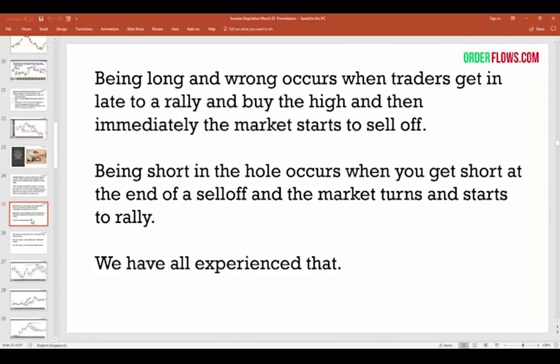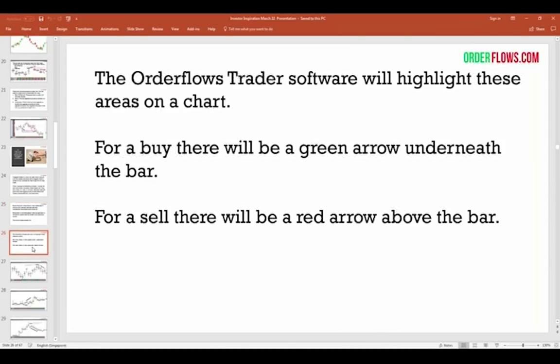We've all experienced that. At least I admit it. And I know a lot of people experience that. But those are two terms to keep in mind: being short in the hole and being long and wrong. Now, the Orderflows Trader software will highlight these areas on the chart. For a buy, there'll be a green arrow underneath the bar. For a sell, there'll be a red arrow above the bar.